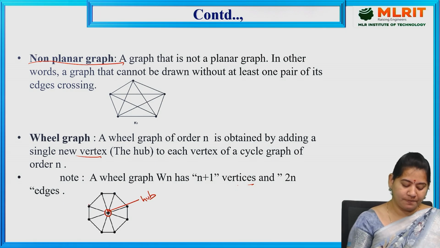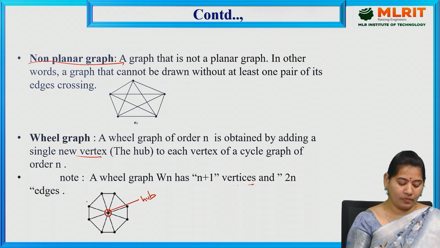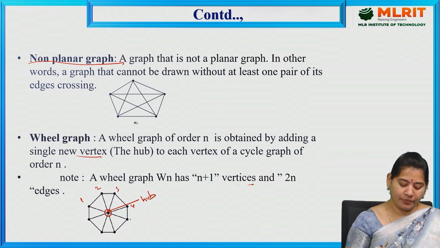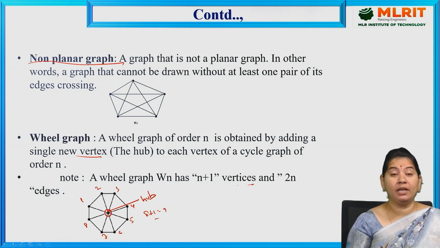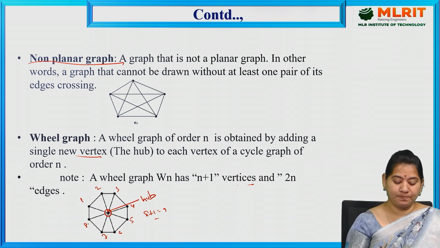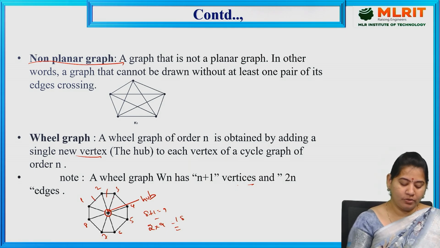So here if you observe, we have 1, 2, 3, 4, 5, 6, 7, 8. So altogether we have 8 plus 1 vertices, including the new middle one, the hub. And how many edges we have is 2 into 9 is equal to 18 edges you should have. So 1, 2, 3, 4, 5, 6, 7, and here we have 8, 9, 10, 11, 12, 13, 14, 15, 16. So also we have 16 here.